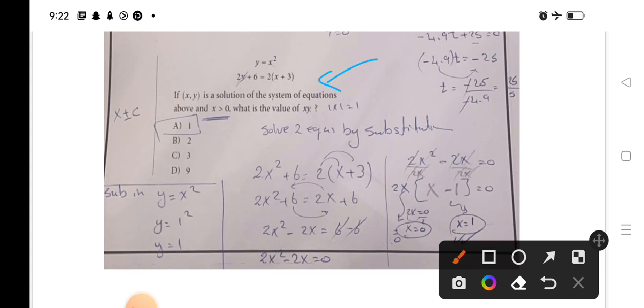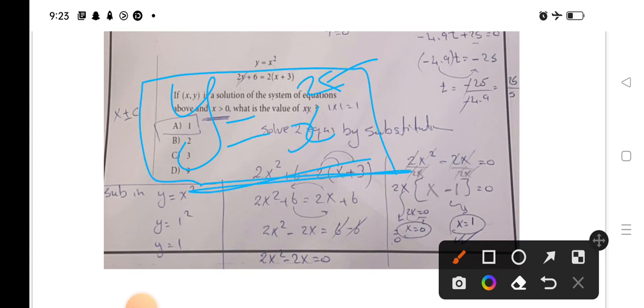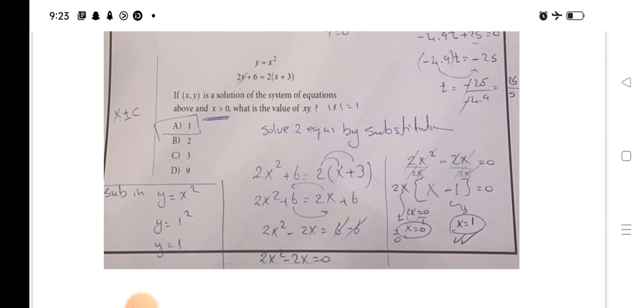Okay, by graphing, or by substitution, or by elimination? What do you think? How can I solve it? This one, when I say y equals x squared, it's very clear. So I will use the substitution.